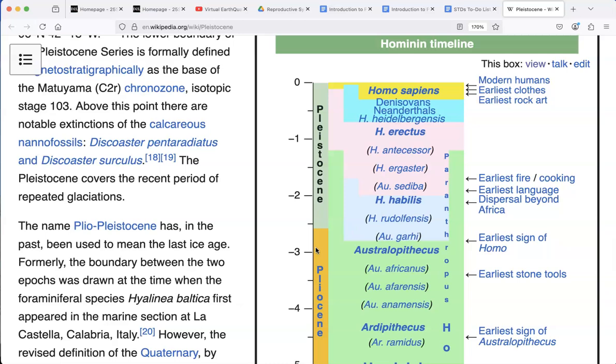But Australopithecus you might have heard of. There's Africanus, Afarensis, Anamensis. These are all different species of Australopithecus. Now, again, these are not all direct line descendants. Okay, it doesn't quite work that way. These are a lot of branches. Picture a tree, picture a rake.